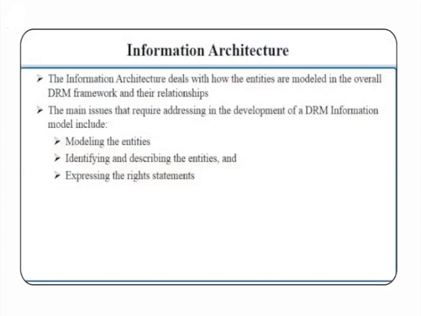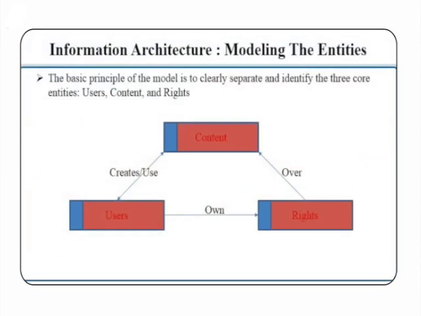The information architecture deals with how the entities are modeled in the overall DRM framework and their relationship. The main issues that require addressing in development of the DRM information model may include modeling of the entities, identifying and describing the entities, and expressing the rights statements. The basic principle of modeling the entity is to clearly separate and identify the 3 core entities: users, content, and rights, as shown in this schematic.